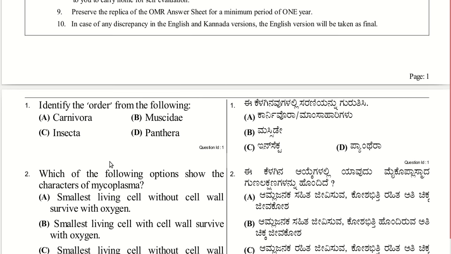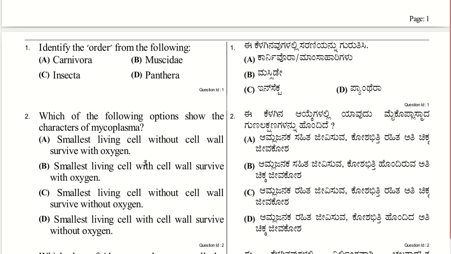Which of the following options show the characters of mycoplasma? The smallest living cell without cell wall, survives with oxygen: that is wrong. Smallest living cell with cell wall, survives with oxygen: that is wrong. Smallest living cell without cell wall and survives without oxygen: this is the right definition of mycoplasma. Mycoplasma is the smallest living cell without cell wall and they survive without oxygen. That is the definition of mycoplasma.